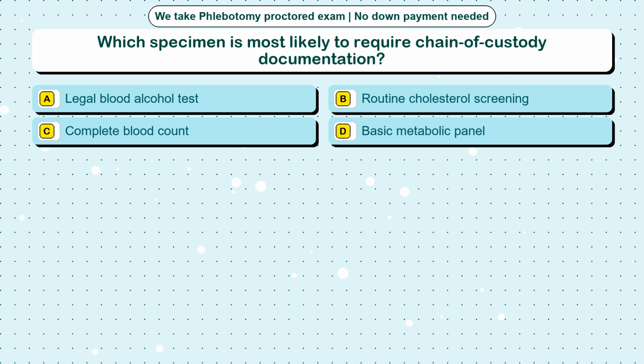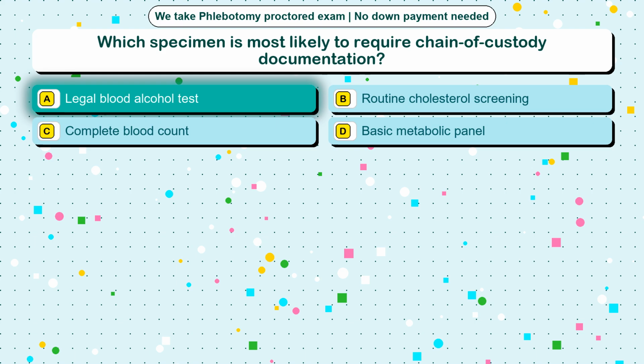Question 26. Which specimen is most likely to require chain of custody documentation? Option A. Legal blood alcohol test. Option B. Routine cholesterol screening. Option C. Complete blood count. Option D. Basic metabolic panel. The correct answer is option A.